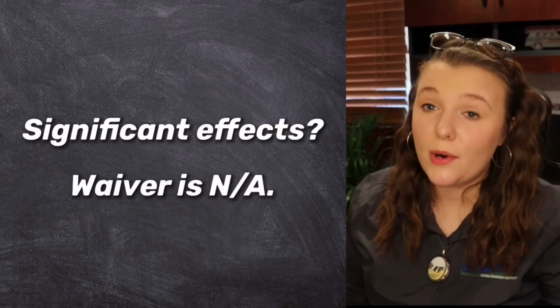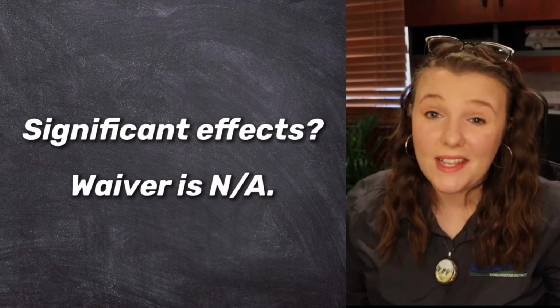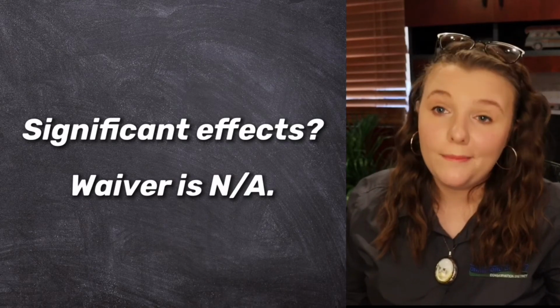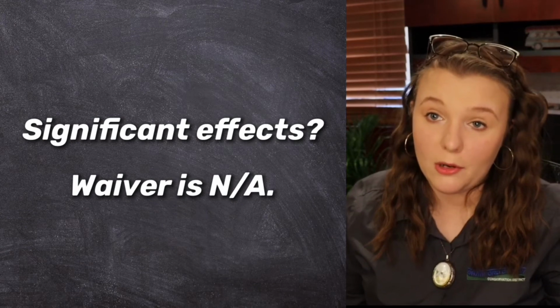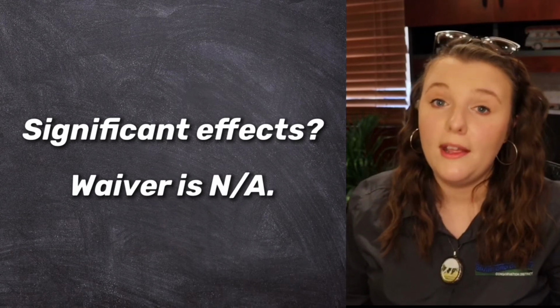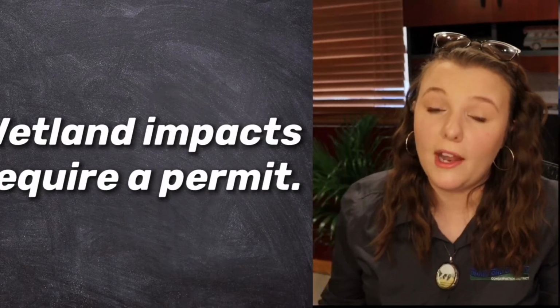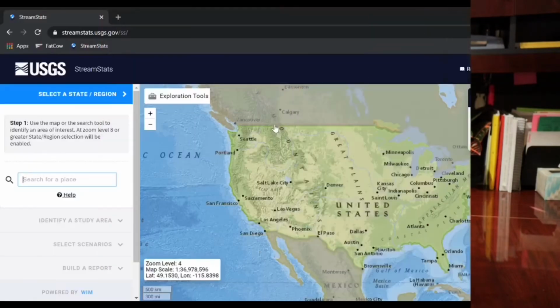Now, if it's found that this project will have significant effects on safety or the protection of life, health, property, or the environment, the waiver is not going to be applicable and you're going to be required to get a permit. The same goes for wetland impacts. If you're impacting wetlands, you're going to have to get a permit. However, typically, if the drainage area to a stream is under 100 acres, then you're not going to be required to get a permit. Now, without further ado, let's go ahead and jump into this demo.